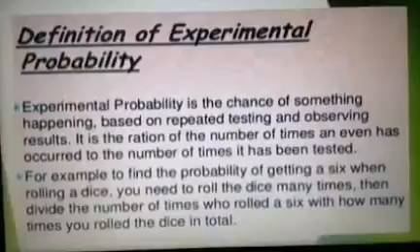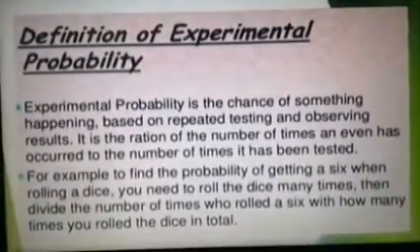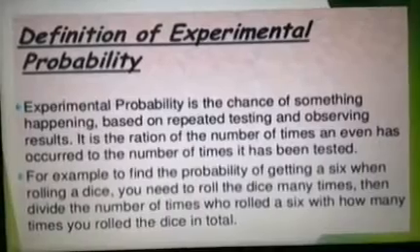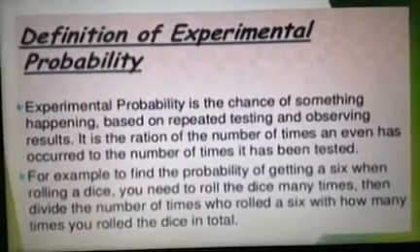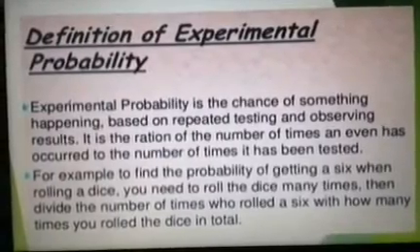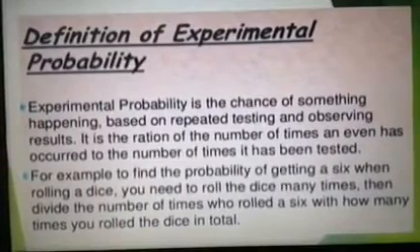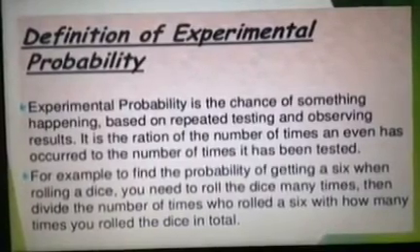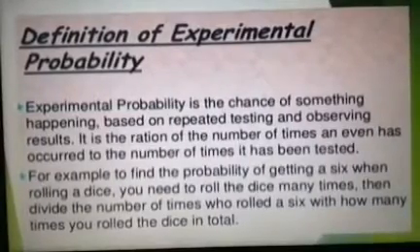So it is the ratio of the number of times an event has occurred to the number of times it has been tested. So the formula for the probability is given as the ratio of the number of times an event has occurred to the number of times it has been tested. So this is the formula. I'll give that in my next slide. So I've taken some examples here.